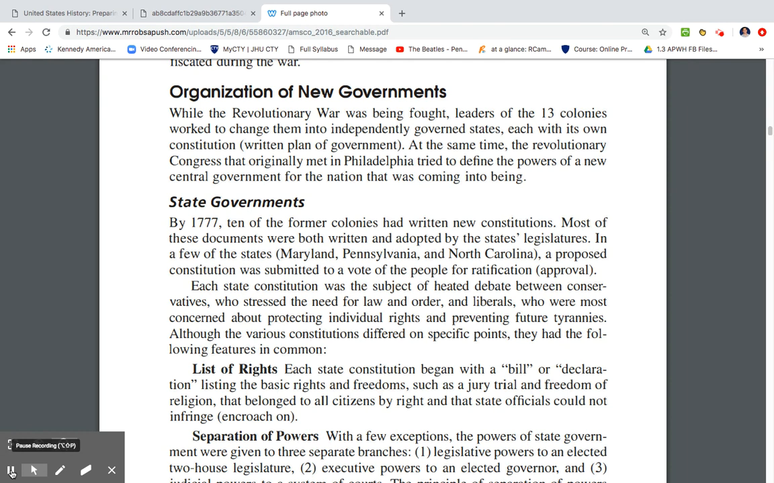Each state constitution was a subject of a heated debate between conservatives who stressed the need for law and order and liberals who were most concerned about protecting individual rights and preventing future tyrannies. Although the various constitutions differed on specific points, they had the following features in common. So what we end up getting is we're starting to get these state colonies that are formulating. And there's a lot of debate going on between should they be strict or should they be more liberal and more free because they don't want anything to represent the monarchy in England.